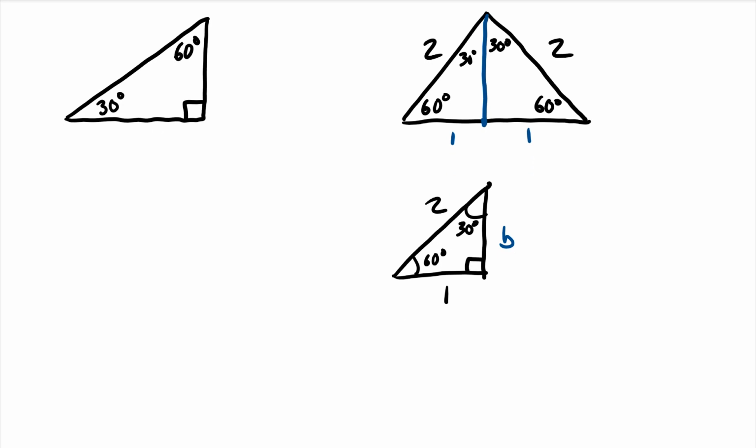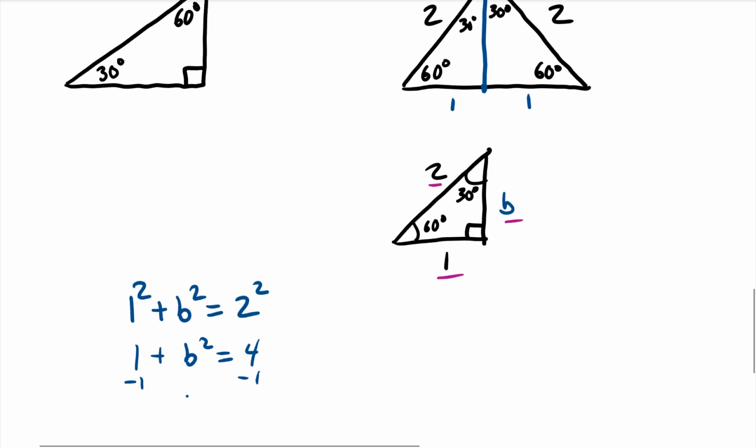So now what we need to do is use our Pythagorean theorem. A squared plus b squared equals c squared. And let's solve for b. So we take it aside and we're like, all right, 1 squared plus b squared is equal to c squared, 2 squared. So 1 squared is 1, plus b squared is equal to 2 squared, which is 4. Let's subtract over our 1. And we get that b squared is equal to 3.